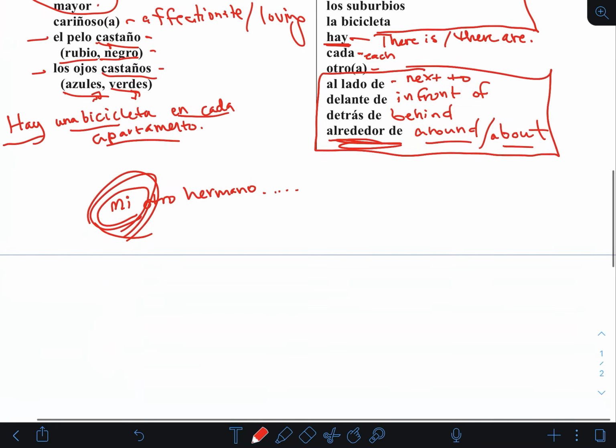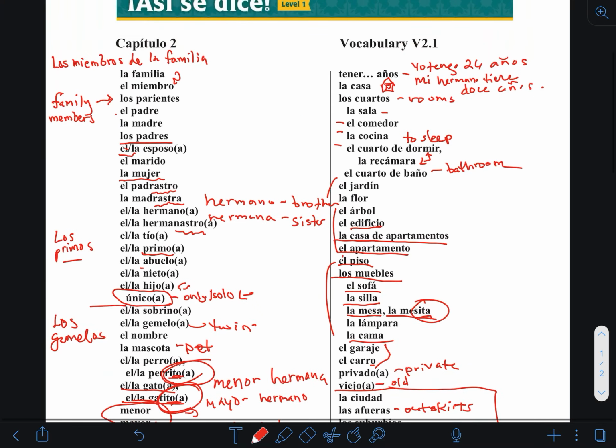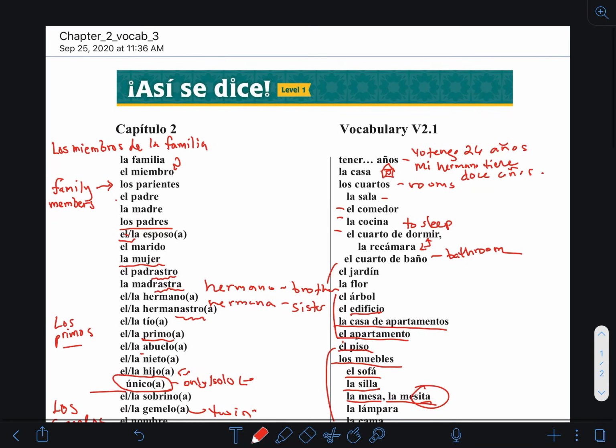So these are your vocab words for Chapter 2. Write them down, know them, memorize them, learn them, and have a wonderful rest of your day. You're welcome. It is 11:52, and we are right on schedule.